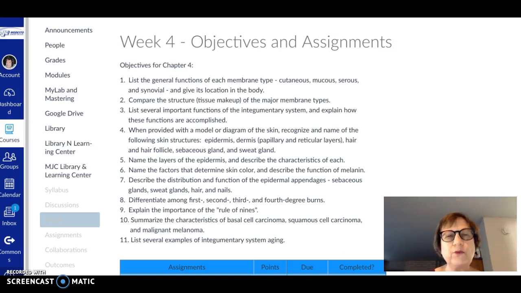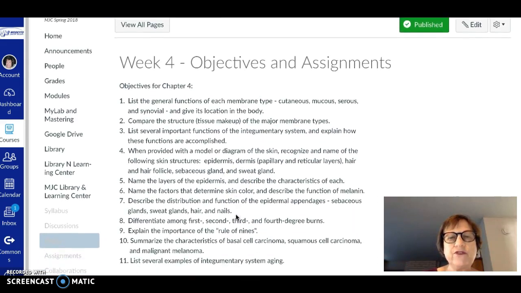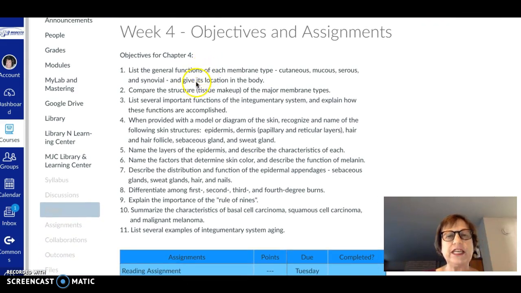Well, here we are at week 4 already. Week 4 deals with the skin, and you have your objectives for each of the chapters. Objectives are outcomes or things that you want to be able to do by the time you complete the chapter.